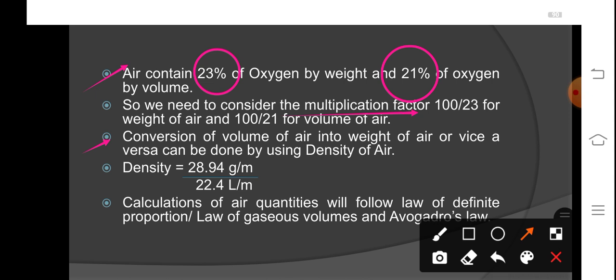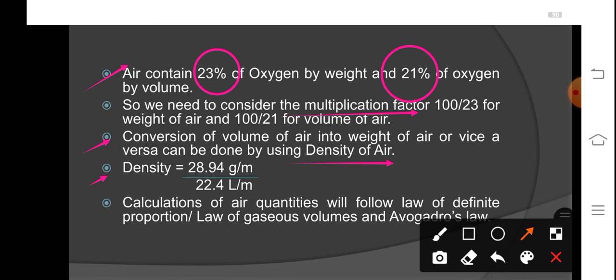Next, conversion of volume of air into weight of air or vice versa can be done by using the density of air. For example, the density of air is 28.94 upon 22.4. Here 28.94 is the molar mass and 22.4 is the molar volume. So if the data provided is in grams and we need to calculate the weight as well as the volume of air, in that case we will use this density formula.